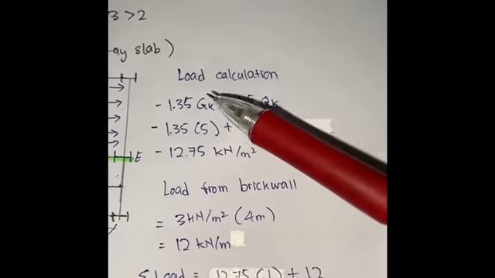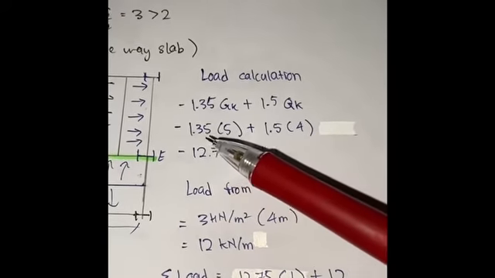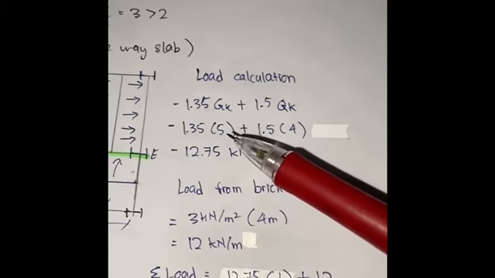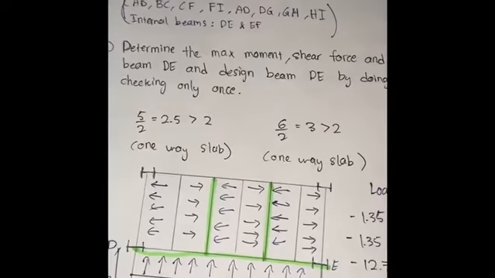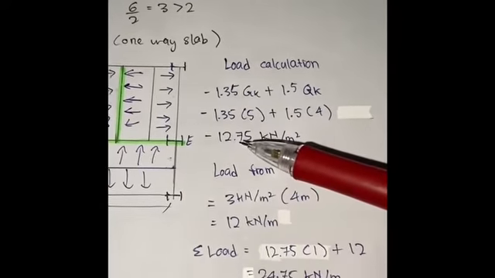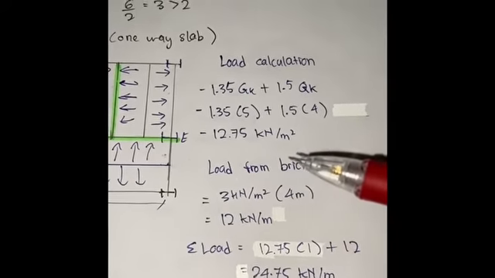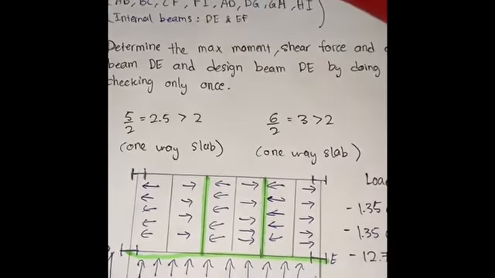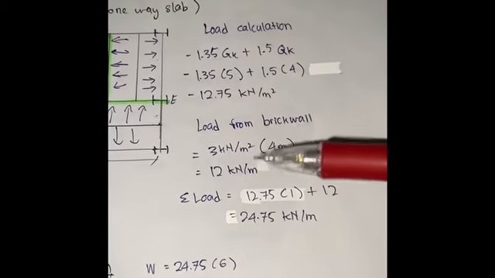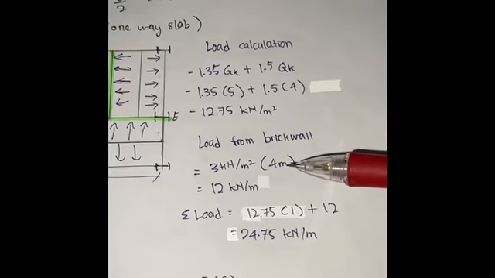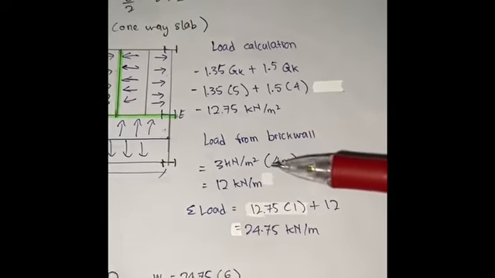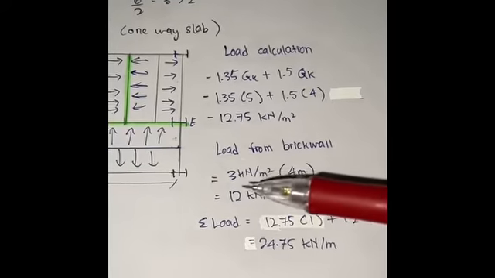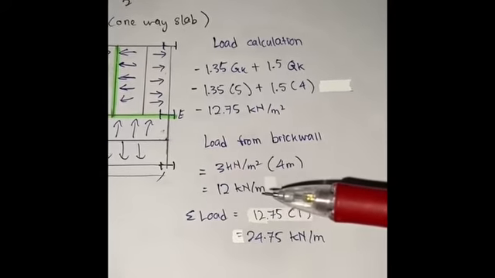For the load calculation, we will use this formula, 1.35 Gk plus 1.5 Qk, which means this is dead load and this is live load. So 1.35 times the 5 kN that we get for permanent load, and 1.5 times 4 for the live load. So we will get 12.75 kN per meter squared. We also must find the load from the brick wall, because it is given that the brick wall self weight is 3 kN per meter squared. So we multiply with 4 meters, because we are finding the brick wall at the first floor. The first floor height was 4 meters, so we get 12 kN per meter.